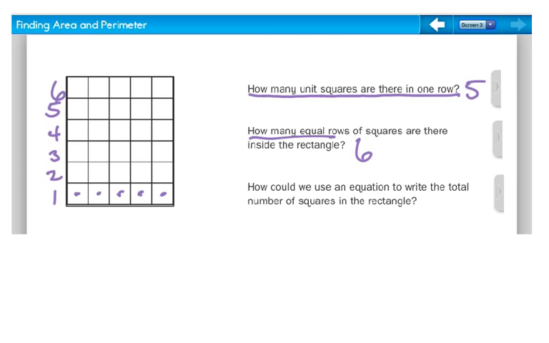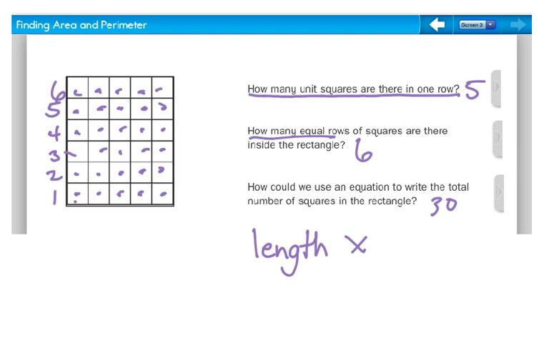I could count them. 5, 6, 7, 8, 9, 10, 11, 12, 13, 14, 15, 16, 17, 18, 19, 20, 21, 22, 23, 24, 25, 26, 27, 28, 29, 30. There's 30 of them, but when my shapes get larger, I don't want to count them every time. So we have an equation called finding the length, multiplying it by the width, and that gives you area. So this is my length.